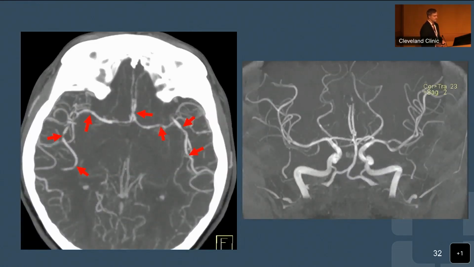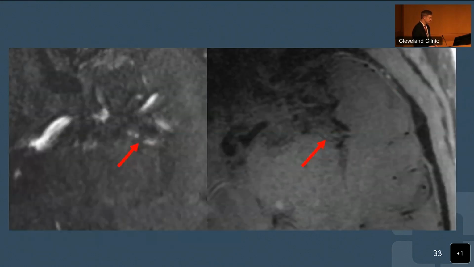So this is a young patient presented with thunderclap headache. The first image is a CTA with maximum intensity projection. There are several areas of luminal narrowing in the anterior circulation, the ACAs and the MCAs. And on subsequent exam, 6 weeks later, they did an MRA, and it shows that all of these areas of luminal narrowing had resolved in the interim, suggesting RCVS.